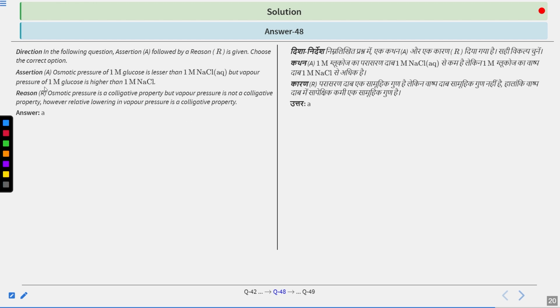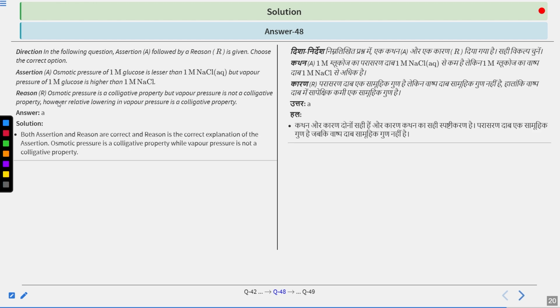So correct answer is what? Correct answer is A. Both assertion and reason are true, and reason is the correct explanation of assertion. So if you are talking about a colligative property, say osmotic pressure, it is a colligative property. But vapor pressure is not a colligative property. But your relative lowering of vapor pressure is of course a colligative property. Clear?